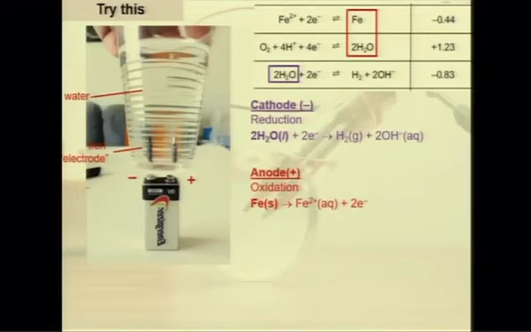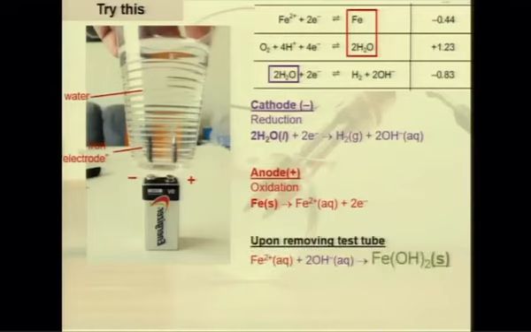When I remove the test tubes, what did I allow to happen? I allowed them to mix. So my hydroxide from one end mixed with the iron 2 from the other end. The flourish of green that you see is actually iron 2 hydroxide. It's actually a precipitate. Okay, how do I know it's a precipitate?